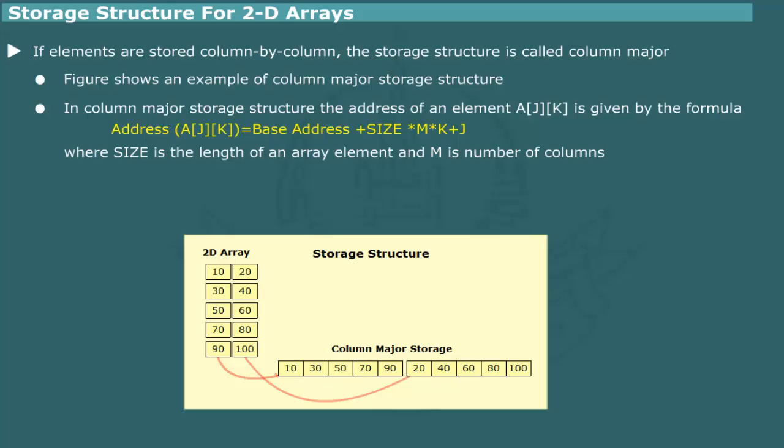These formulas are used by the compiler to locate and access an element of a two-dimensional array. Thus, all elements have direct access. This is the prime reason for time efficiency of multidimensional arrays compared to other types of data structures.